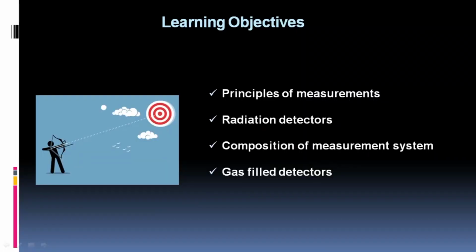Now, the learning objective of this class is, first we will discuss the principle of measurements, how and why these measurements of the radiological quantities we discussed in the last class, in radiological quantities and units. We will discuss various types of radiation detectors. We will discuss the composition of a measurement system, and we will discuss the gas filled type of detectors in very detail.